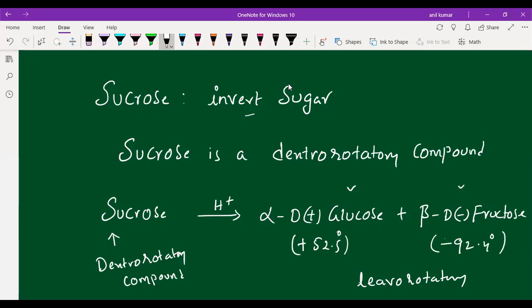So sucrose is a dextrorotatory compound, but the aqueous solution of sucrose, that means after hydrolysis of sucrose, the products will show levorotatory optical activity. Why? Because glucose will rotate the plane polarized light in the clockwise direction by an angle of plus 52.5 degree. Understood? But fructose, to how much extent?